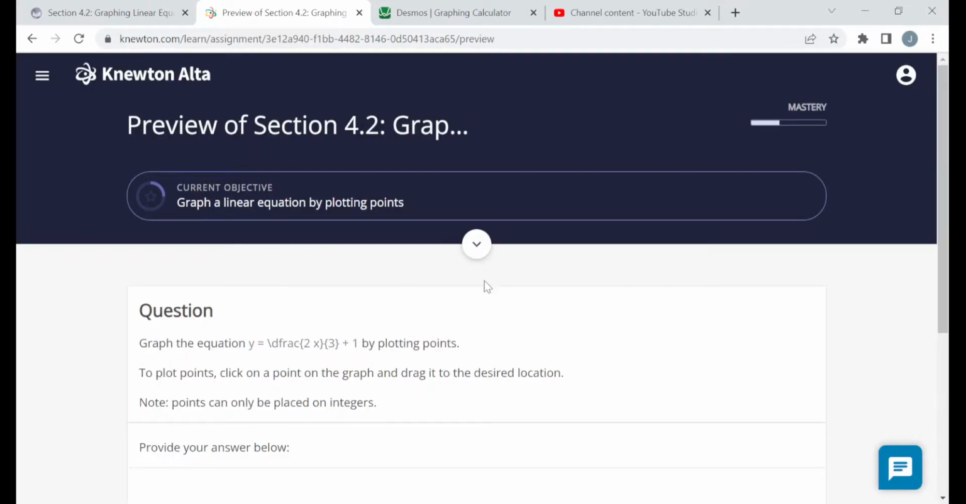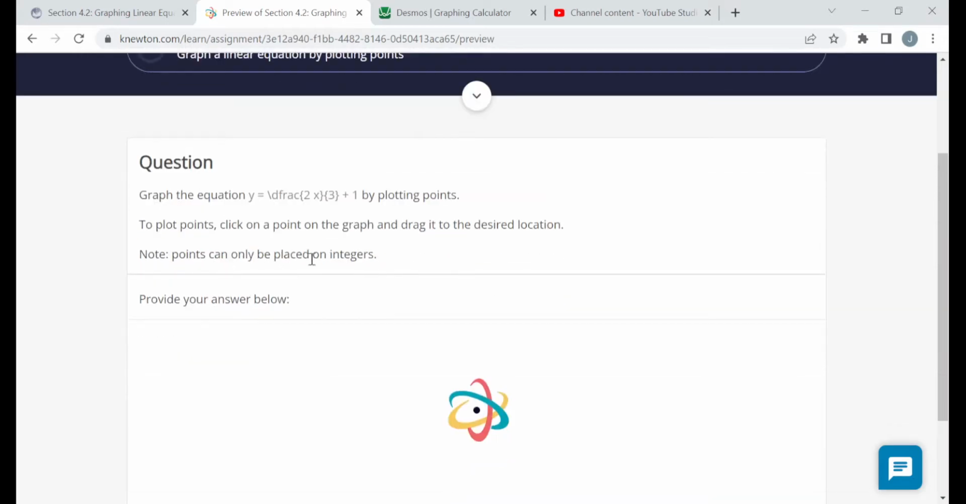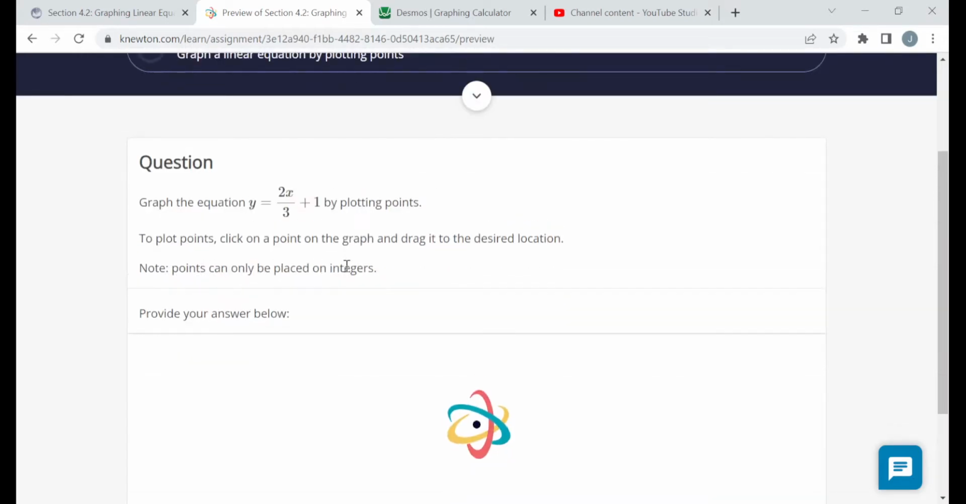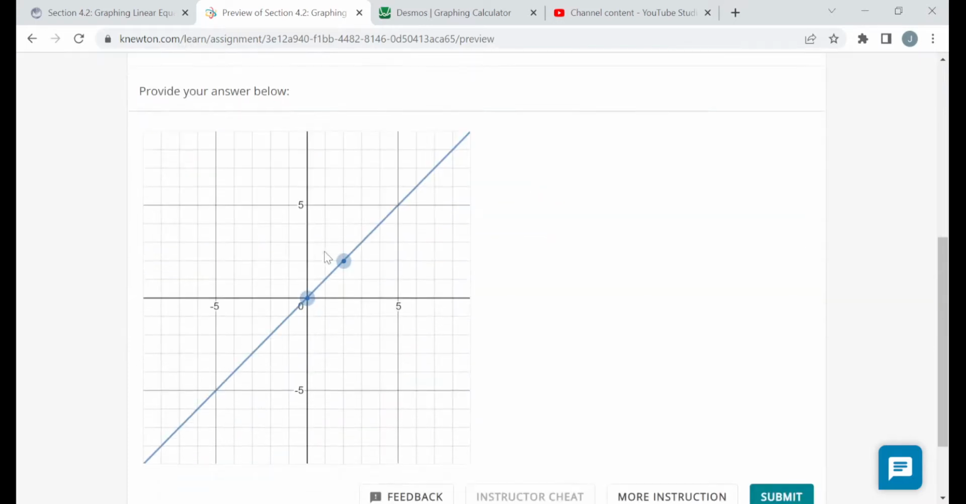Another linear equation by plotting points. Once again, I'm just going to speak them out loud. It's not so tough, I don't feel. Alright, here's a note. Points can only be placed on integers for this particular graph. So obviously if x were 0, y would be 1. 0 plus 1, so 0, 1.